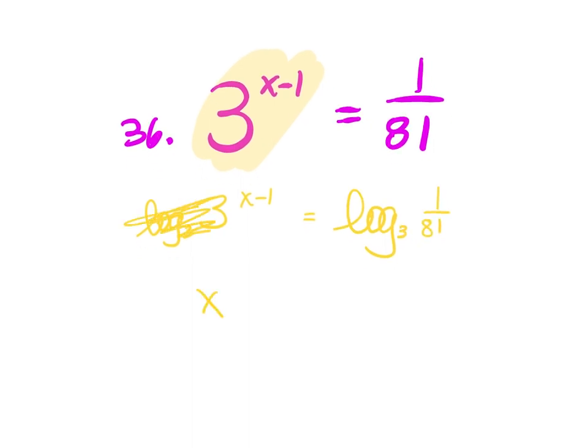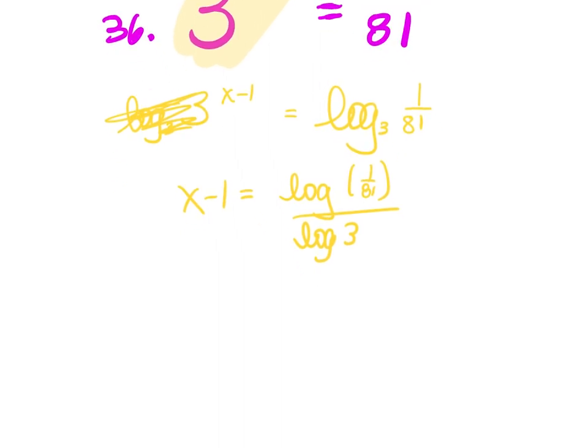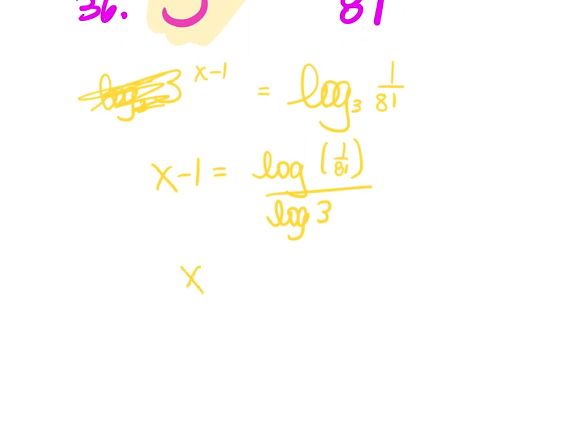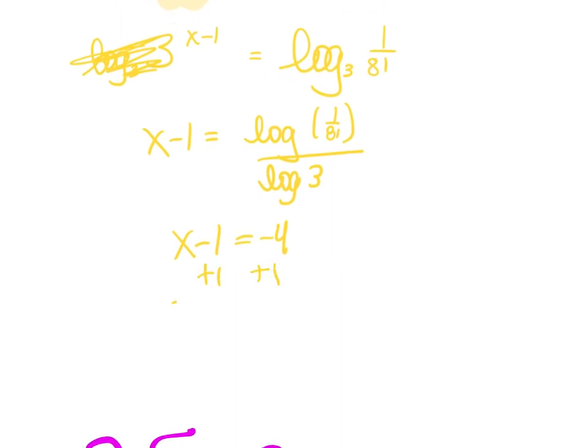These cancel out. You have x minus 1 equals. In your calculator, you'll do log of 1 over 81, log of the number, divided by log of the little base. Again, I need to see all of these steps in order for you to receive credit on your questions that you complete. So 1 divided by 81, close my parenthesis, divided by log 3. And I got negative 4. So x minus 1 equals negative 4. I'm going to add 1 to both sides, and I get x equals negative 3.